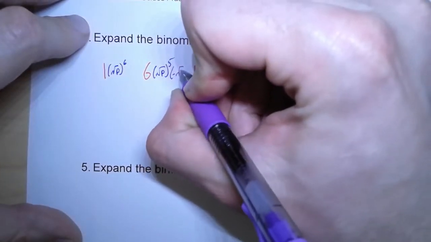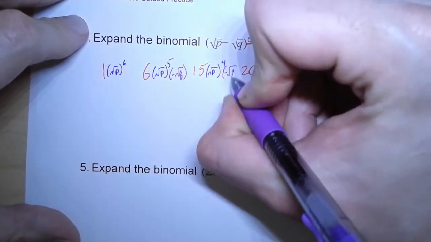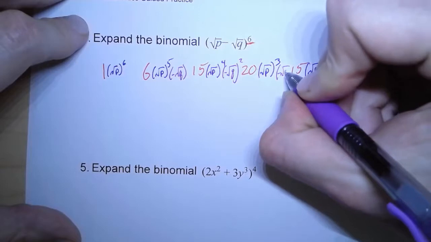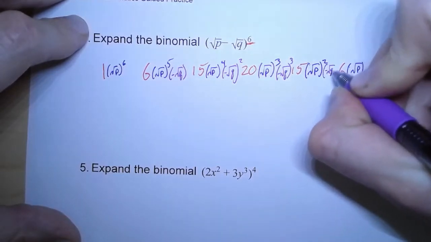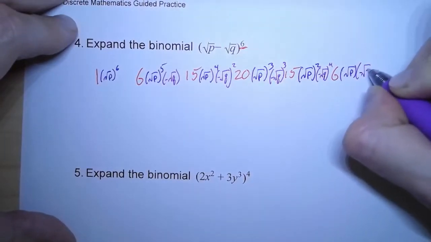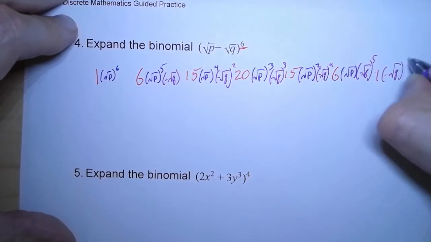Then we have negative q, negative square root of q actually. So negative square root of q, and that's squared. Negative square root of q cubed. Negative square root of q to the 4th. Negative square root of q to the 5th. And then negative square root of q to the 6th power.